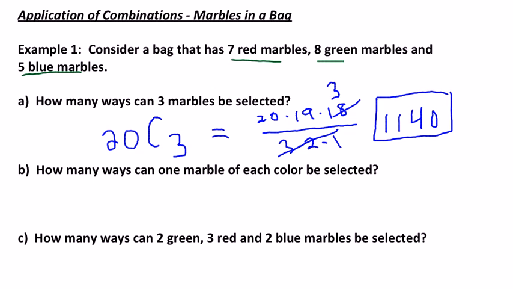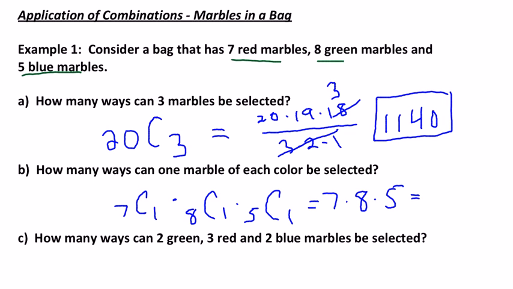The next one says, how many ways can 1 marble of each color be selected? Well, there's 2 ways to think about this one, but using the combination, you just select 1 of each of them. And so you say 7 choose 1, times 8 choose 1, times 5 choose 1. You want to select 1 of the red, 1 of the green, and 1 of the blue. Whenever you choose 1, that just gives you the number, so it does just turn out to be 7 times 8 times 5, which equals 280 ways. And so there's 280 ways to make these selections.